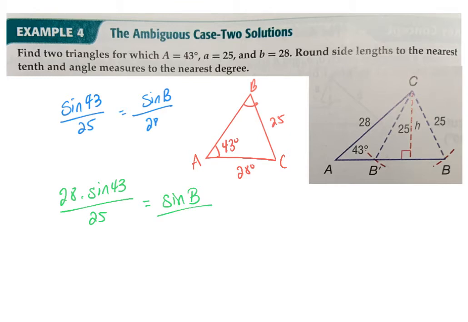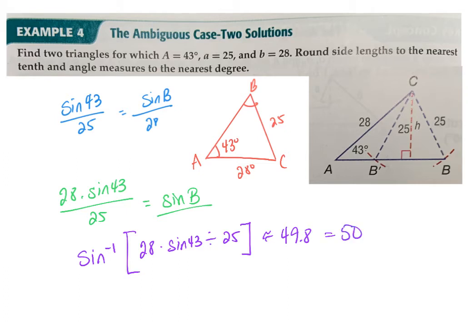What trig function do I use when I'm solving for the angle? The inverse, right? The inverse. And so this means that the inverse sine of all this good stuff here, 28 times the sine of 43 divided by 25 should be my angle. So put that into your calculator. What do you get? All right, so you should get 49.8. If you round to the nearest degree, 50 degrees.